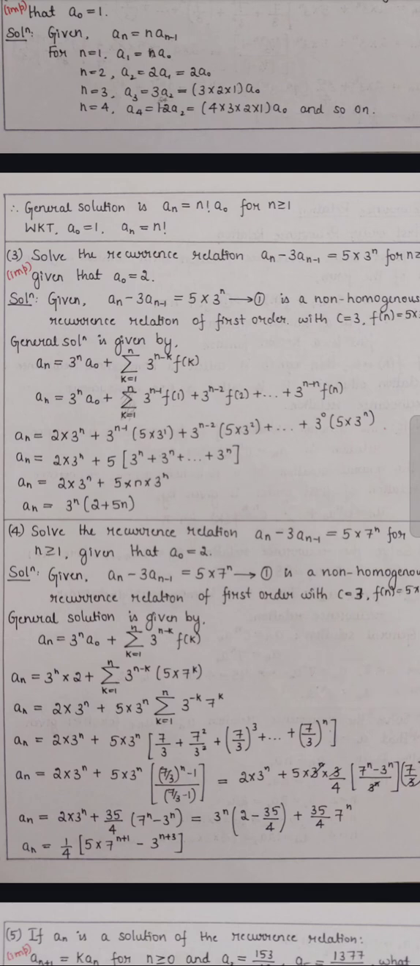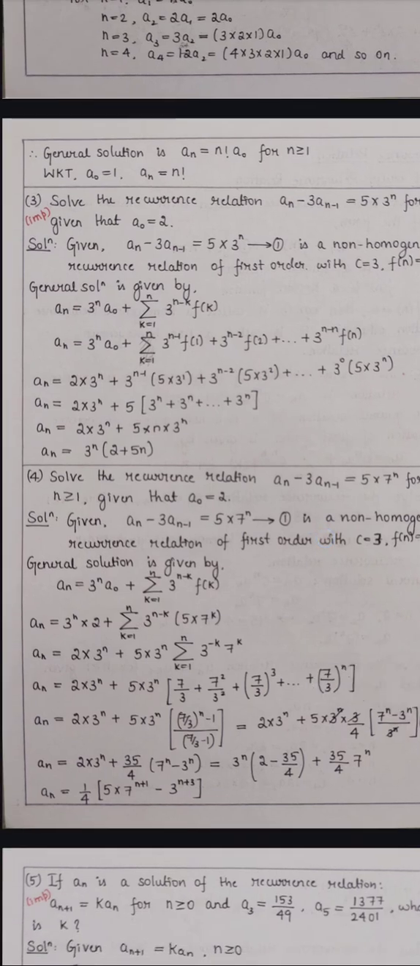We will have that as 3 power n minus 1 f of 1, 3 power n minus 2 f of 2, and so on till 3 power n minus n f of n. We will have 2 into 3 power n plus 3 power n minus 1. How did this 2 come in? Because they have already given that a naught is 2.